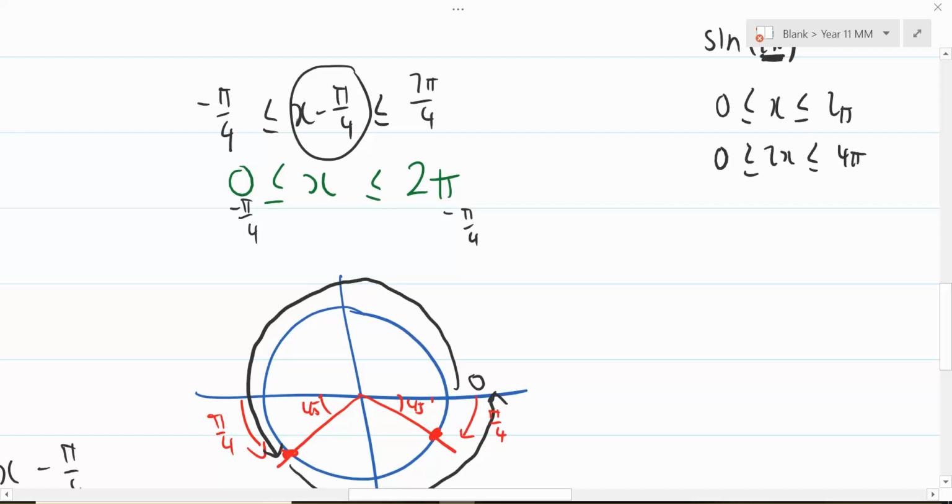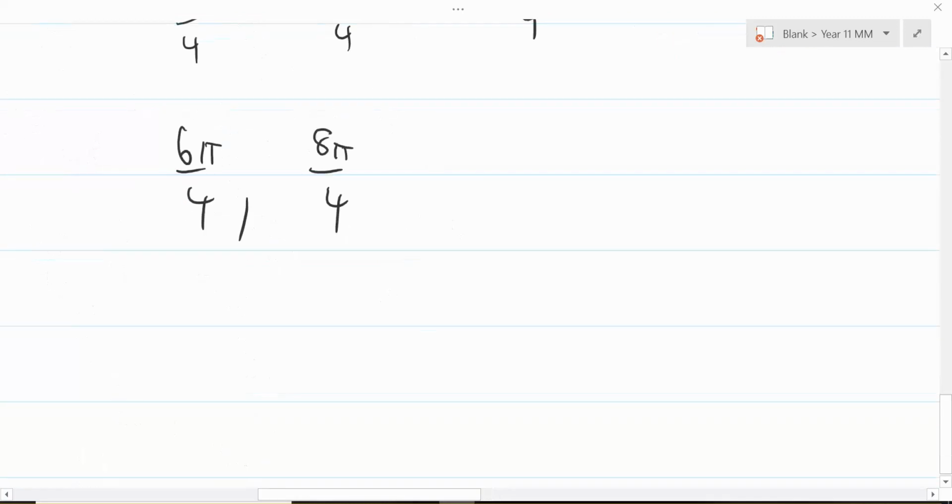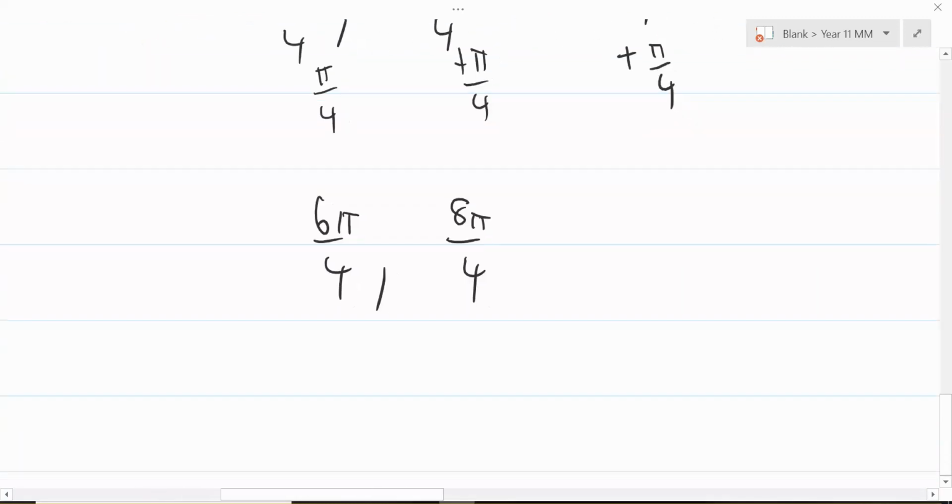Okay? Now that's how I teach my year 12s, to make sure that they have all solutions. In your case, because it might confuse you with adding and subtracting the domain, I'm not going to tell you to do that. You can do that if you want. What's the alternative? The alternative is, now that you got 6 pi on 4, you got 8 pi on 4, how do you find the previous solutions?